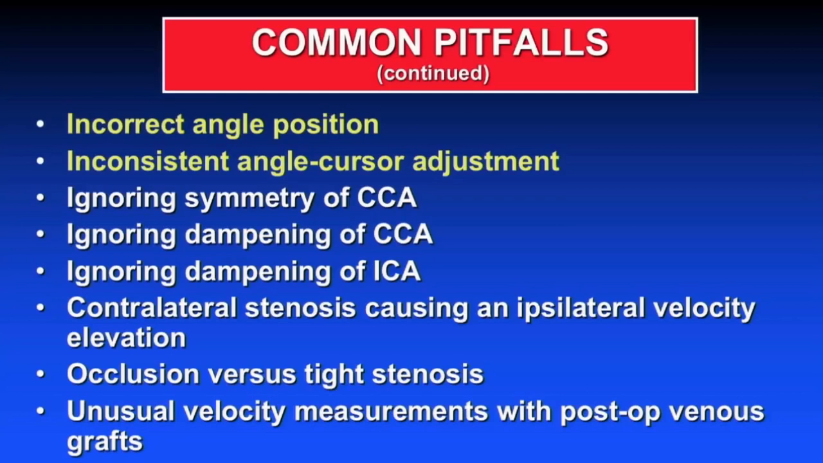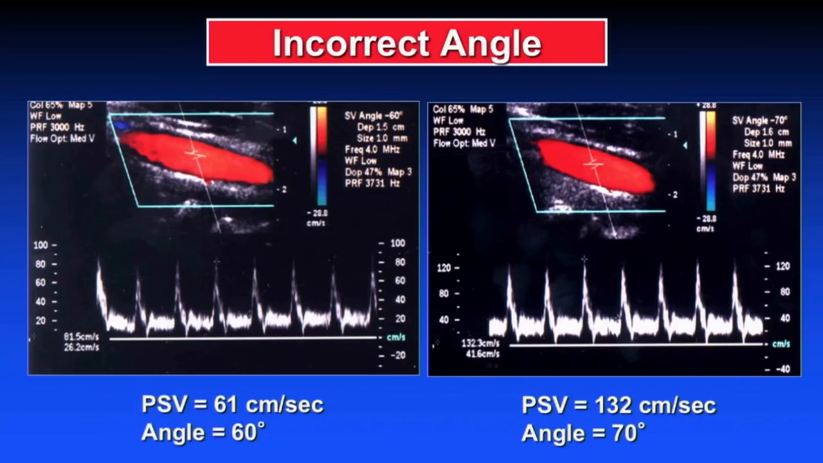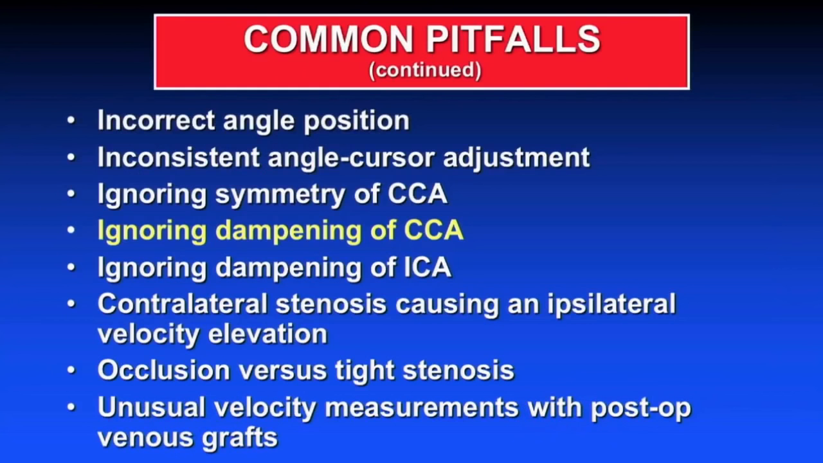All right, what about angle position? Everyone is worried about angle theta. This is an example to show you what we're talking about. Here is 60 degrees, here is 70 degrees, the same patient, just a slight movement, and you can see the significant difference in velocities. Remember, you have to have it 60 degrees or less when you're interrogating that vessel wall. I think everyone knows the short answer, but everyone needs to practically apply that.